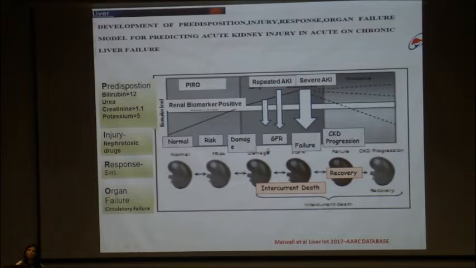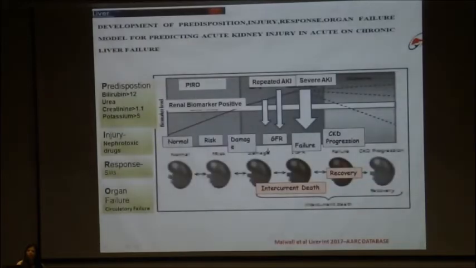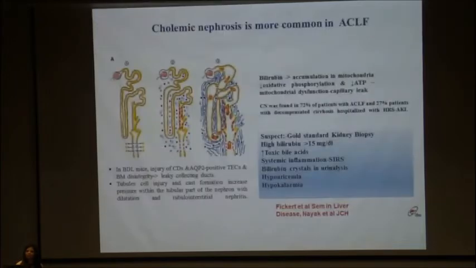So using the PYRO model, we showed that a high bilirubin above 12, a high urea, creatinine, injury due to nephrotoxic drugs, again, systemic inflammation, and circulatory dysfunction. So these are the important factors which will go on to development of AKI in patients with no AKI, in patients with acute and chronic liver failure.